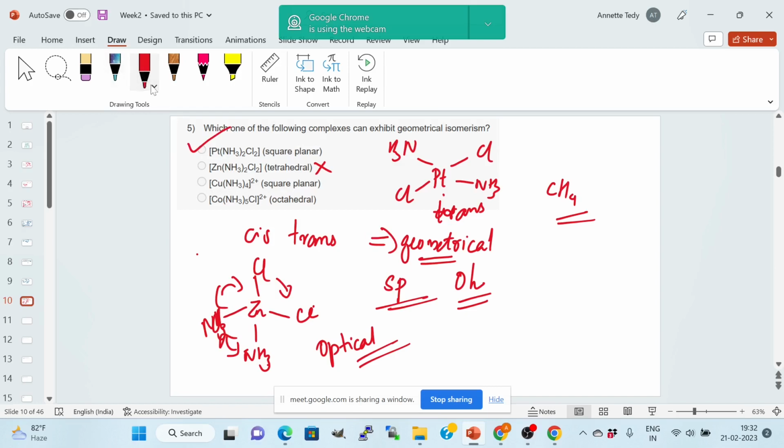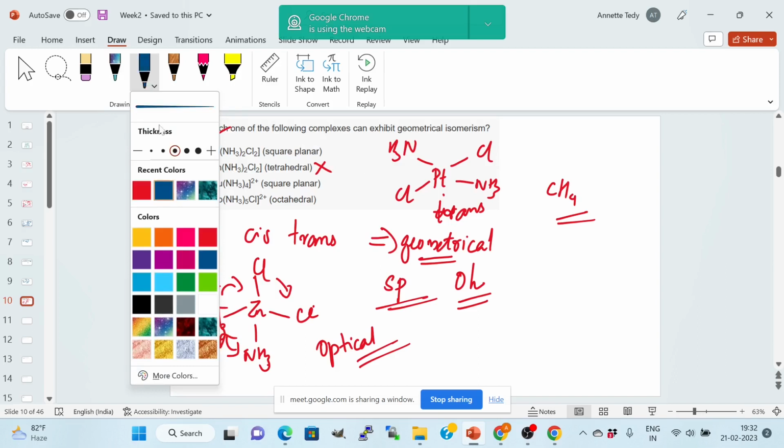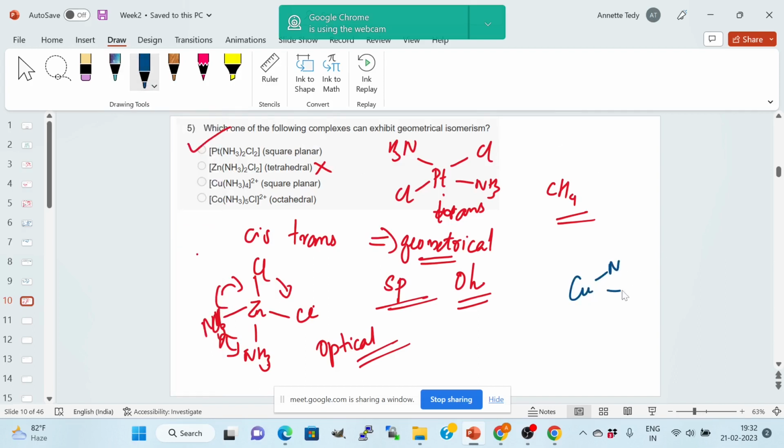For this one, the copper one, with copper and NH3, I'm just writing N for NH3. In this case, everything is the same. There is no point if I move this NH3 to this place or that NH3 to that place. All are equivalent positions. So this square planar complex does not have geometrical isomerism because all ligands are the same. For a square planar complex, you need at least two sets of ligands, like here NH3 and Cl. Now for octahedral, to get geometrical isomerism, there should be at least three ligands.